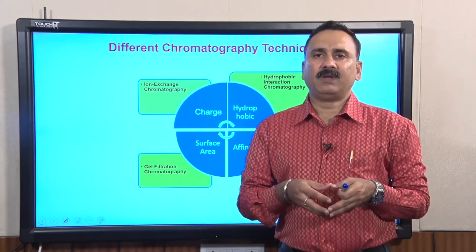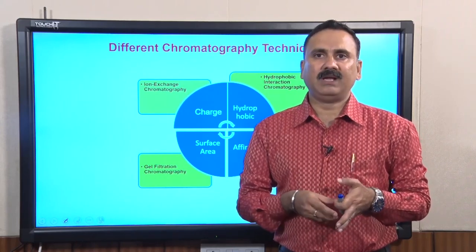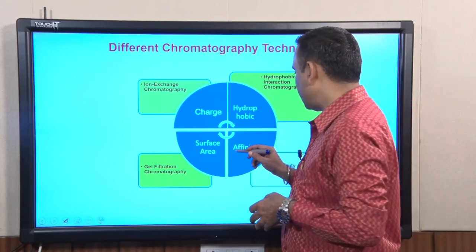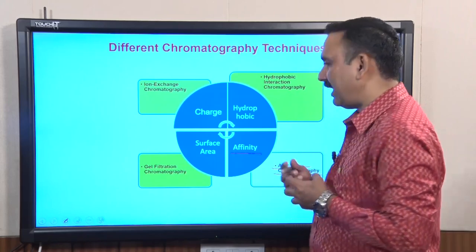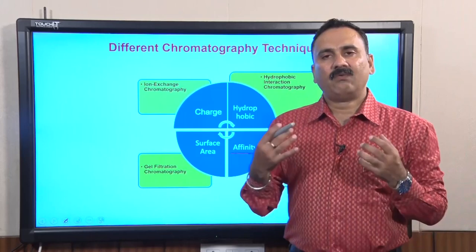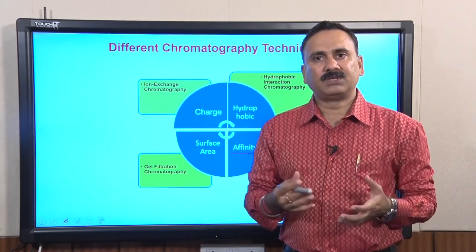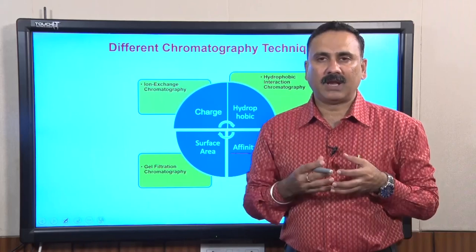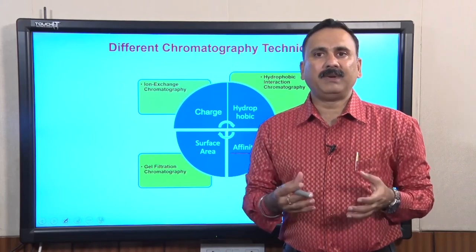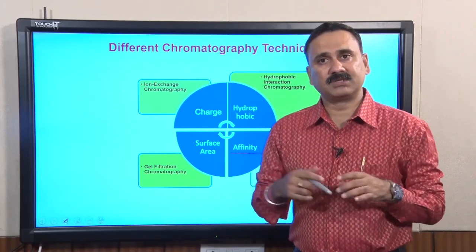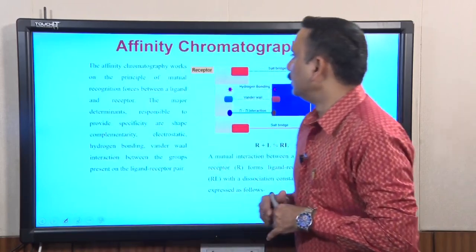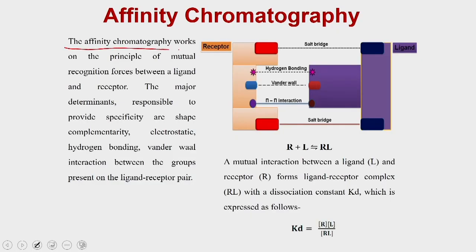And now today we are going to start a new chromatography, which is called affinity chromatography. Affinity chromatography, as the name suggests, has an exclusive affinity for a particular ligand. So the first question is, how does a particular ligand or receptor develop an exclusive affinity for its respective ligand or receptor? Affinity chromatography works on the principle of mutual recognition forces between a ligand and a receptor.